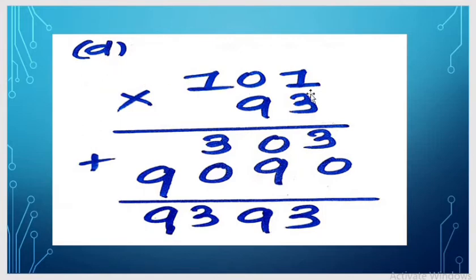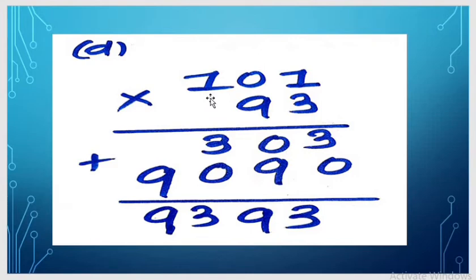Question number D is 101 multiplied by 93. 101 multiplied by 93. So now students, as we do step by step, we go. So now do the sum. 3 multiplied by 1, 3 multiplied by 0, then 1. Then 9: 9 multiplied by 1, 9 multiplied by 0, and 9 multiplied by 1. Got my point, all students?